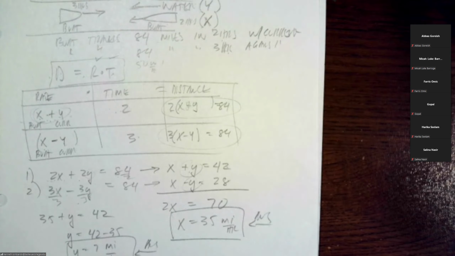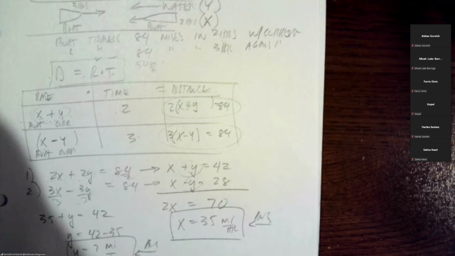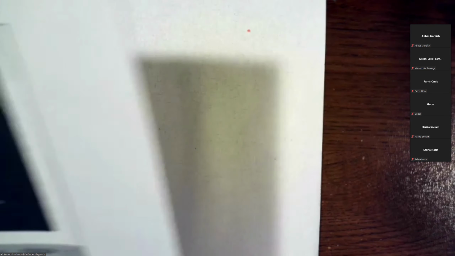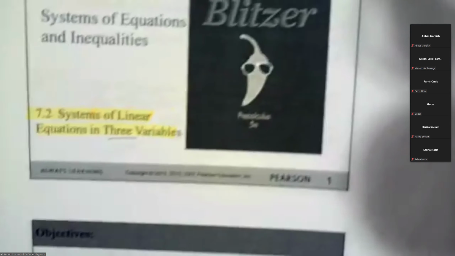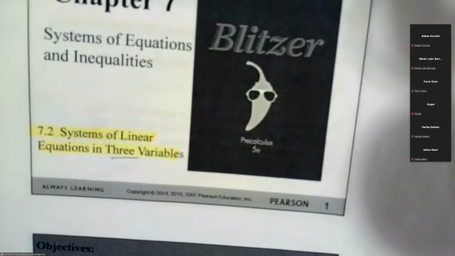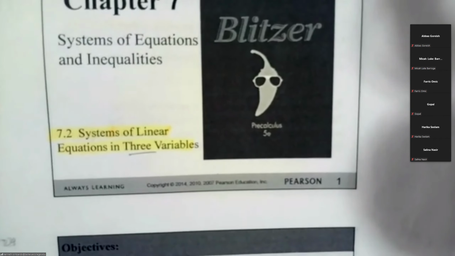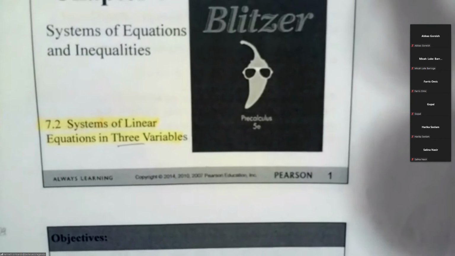Let's go to the next section and make sure I get everything there. If there is time left, we can come back and go through some other problems, but let's just make sure that we get through everything we're supposed to get through. So 7.2 talks about systems of linear equations in 3 variables. Very similar to what we've done, but we're going to look at solving for 3 variables. It just makes it a little more interesting.